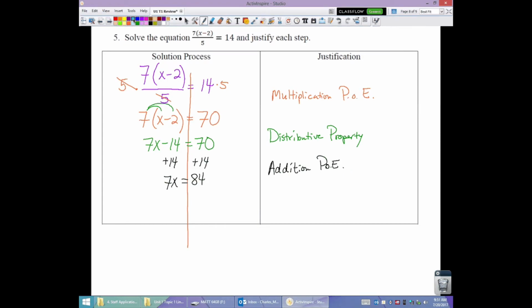And lastly, to eliminate multiplication by 7, I will divide both sides by 7. So x will be equal to 12, and that is justified with the division property of equality.